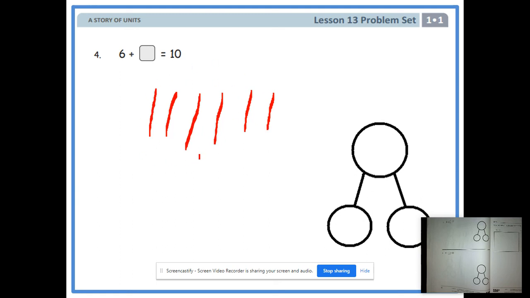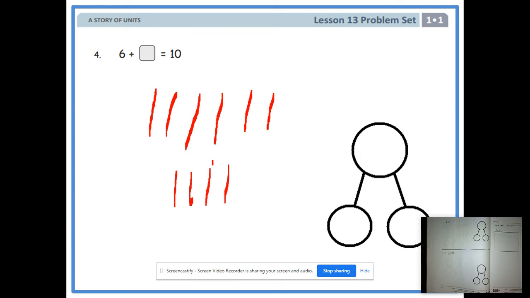I went to go pick up some more sticks. Does it say how many more sticks I picked up? No, right? That's our mystery number or unknown. At the end, I had 10 sticks. So that means that we're going to count on from 6 until we get to 10. Ready? Count with me. 6, 7, 8, 9, 10.